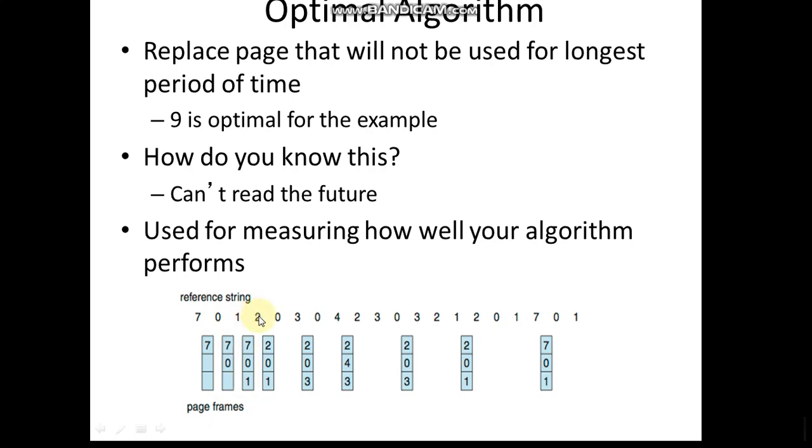So replacement comes here. 2 is a new request made for us. We have 7, 0, 1 as the pages available. Among these three, which will not be used for the longest period of time in the future? Just make an observation on the right side of the string. 0 is immediately required, right? 1 is required here, 7 is required at a later point of time. So the victim frame that has to be replaced is 7. So this is replaced by 2.